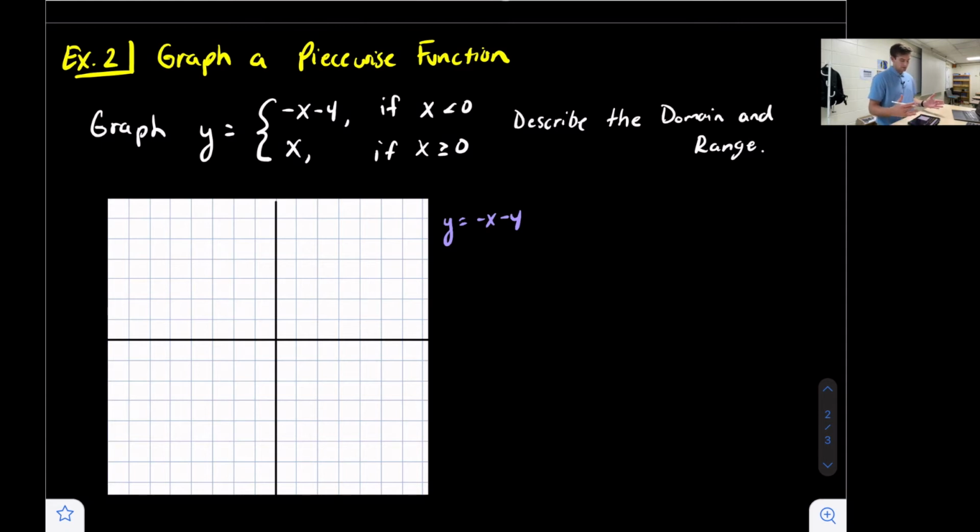So when we have less than or greater than 0, really our y-axis is kind of like our separator point. So here we have x is less than 0, so we know it's going to be on the left side of our graph.